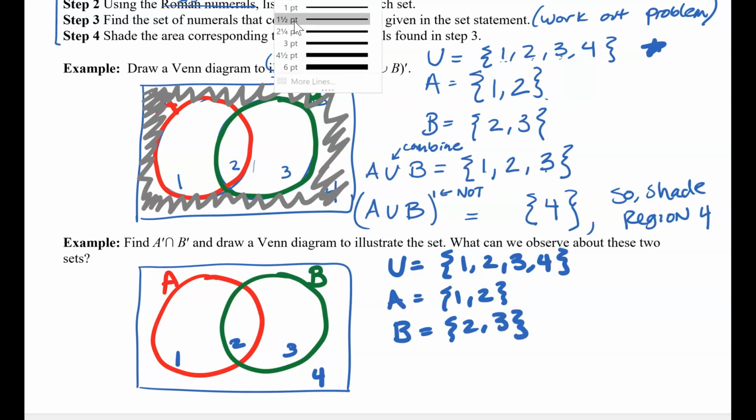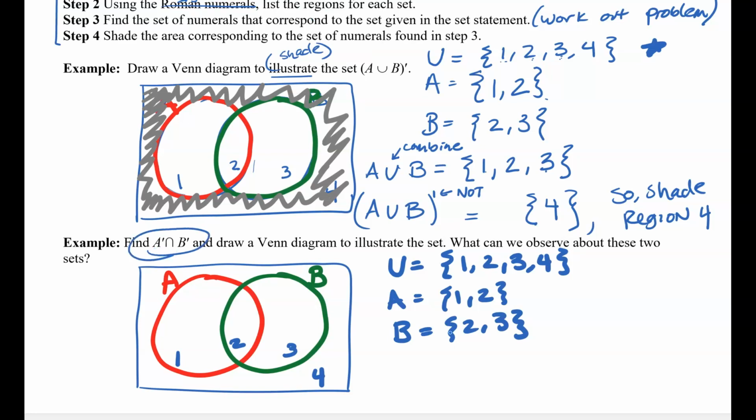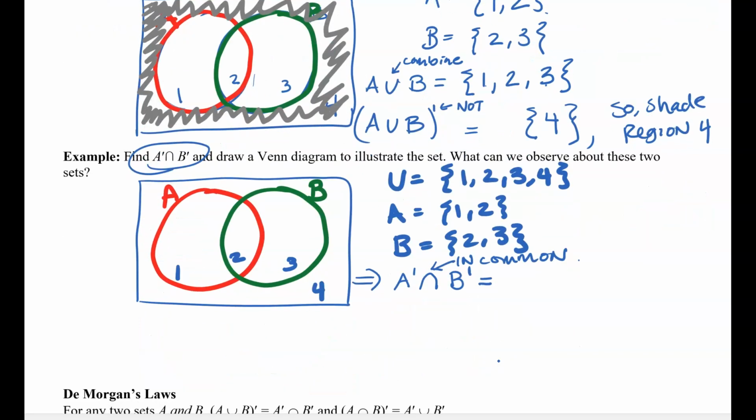Okay, my pen is super thick. I'm going to change it here. There we go. Okay, and then now I'm going to actually work out the problem. So let's go ahead and work out A complement, not union, it's an upside down U, so that would be intersect B complement. So this symbol means in common, which is different than combine, which is union, what we did above. Now to do this, I'm just going to scroll up to give me a little bit more space here.